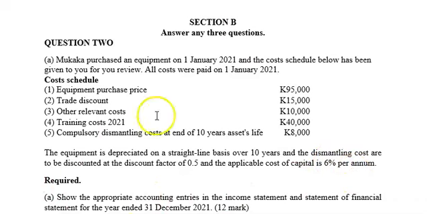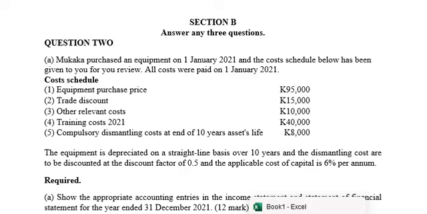So now let's read the question. Having understood everything on this question, let's read the required. Required. Show the appropriate accounting entries in the income statement and the financial statement for the year ended 31st December 2021, 12 marks. Once you find this question in the exam, get it right. So let's guide each other on how to do the computation.